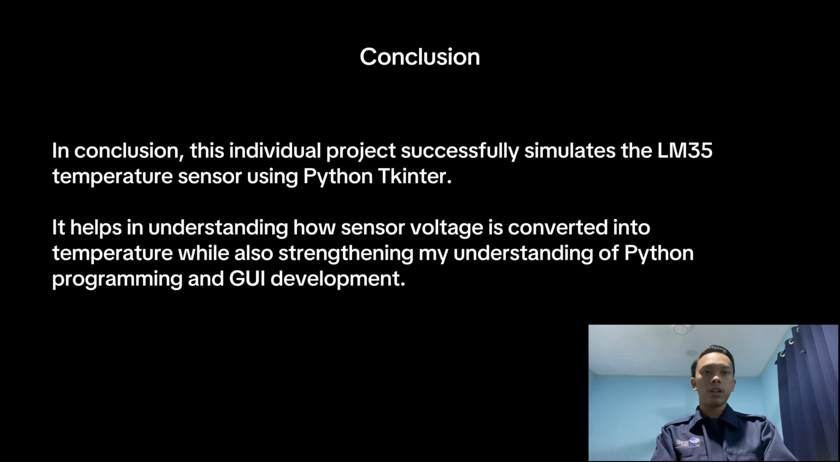In conclusion, this individual project successfully simulates the LM35 temperature sensor using Python Tkinter. It helps in understanding how sensor voltage is converted into temperature while also strengthening my understanding of Python programming and GUI development.